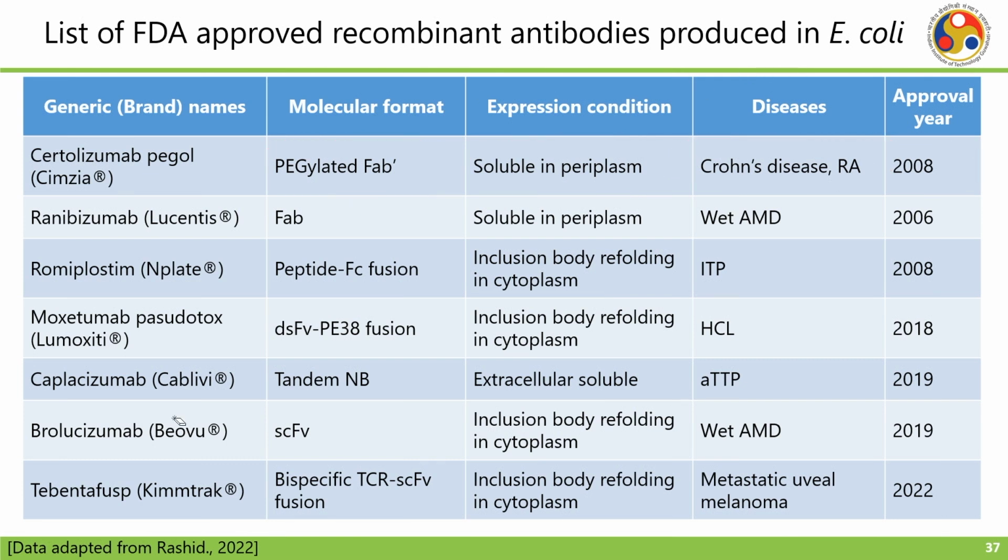developed in 2008. Then we have ranibizumab. This is basically Fab soluble in periplasm. This is against wet AMD, developed earlier than the pegylated Fab, in 2006. Then there are others which you can simply go through in this table, and the latest ones are the Tebentafusp or Kimmtrak. This is a bispecific TCR scFv fusion. The expression condition is inclusion body refolding in the cytoplasm, used against metastatic uveal melanoma.